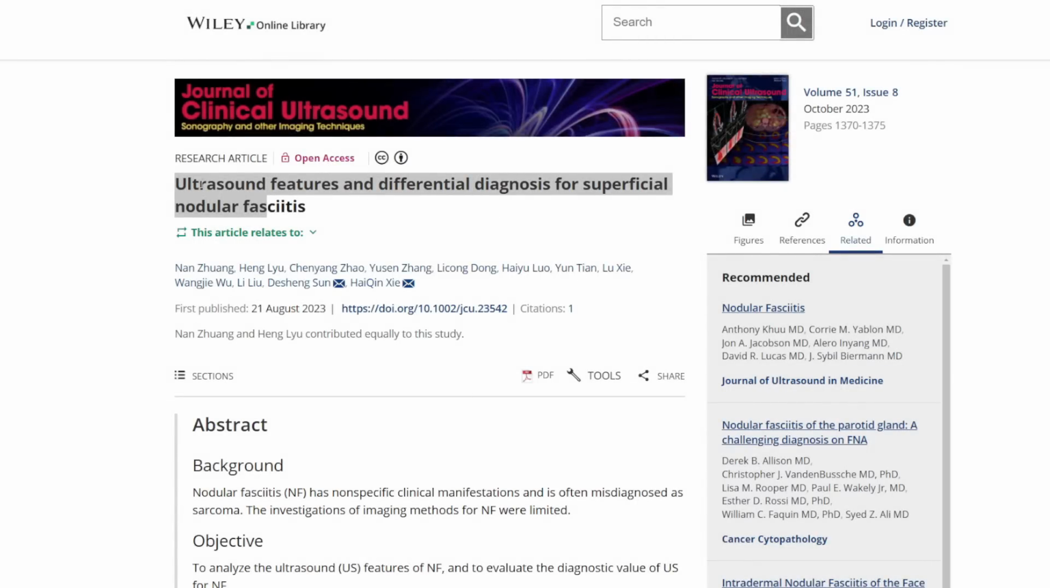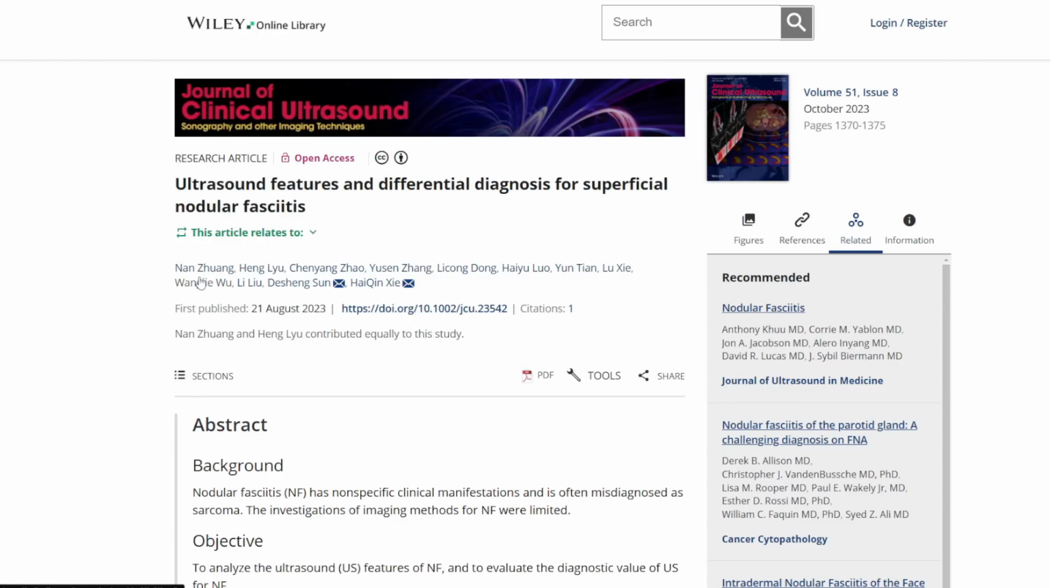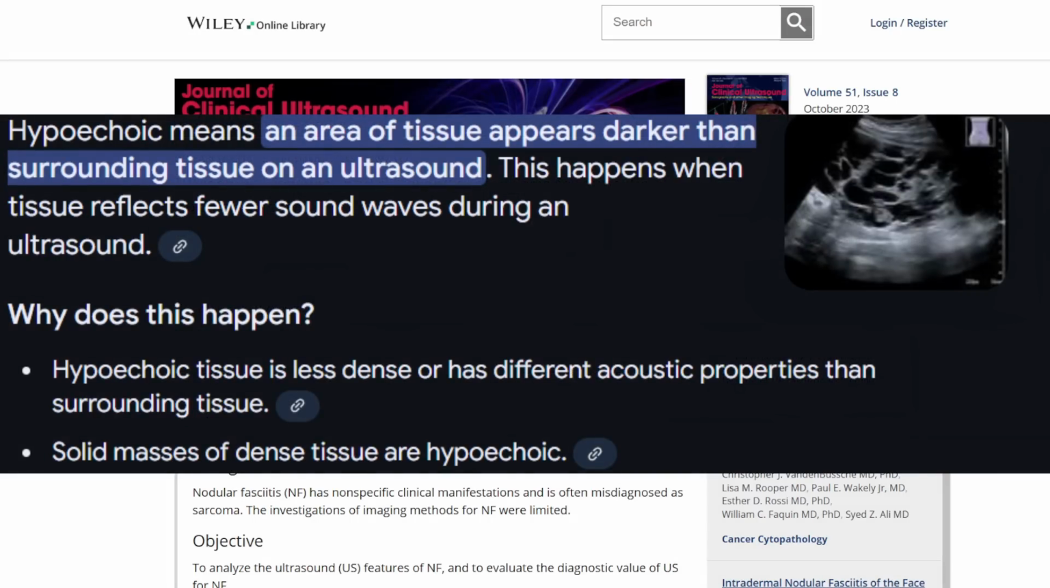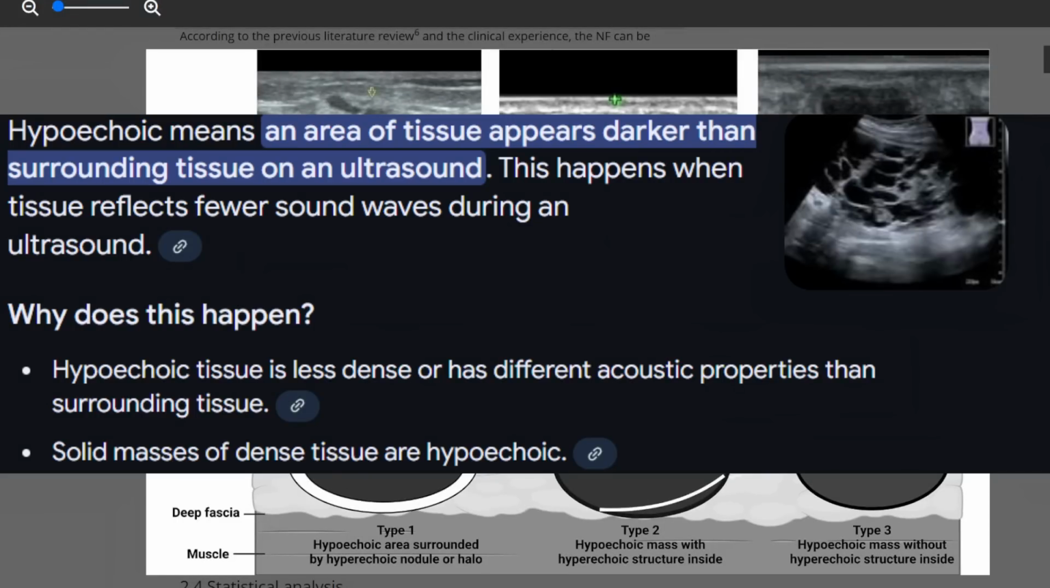And to make my point, I'm going to lead you to another study titled, quote, Ultrasound Features and Differential Diagnosis for Superficial Nodular Fasciitis, unquote. And this is by Zhuang et al., published in 2023 in the Journal of Clinical Ultrasound, a sonography and other imaging techniques journal. So if I scroll all the way down here and click this image, you can see the type of descriptions that I was talking about, right? So hypoechoic, you can see that in the darker area, that means there is some sort of growth, some sort of inflammatory mass that's occurring.